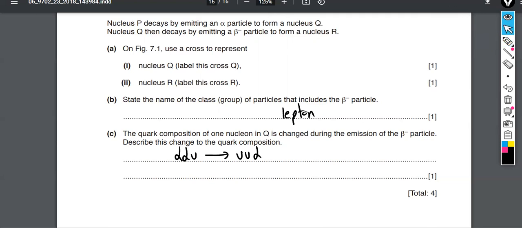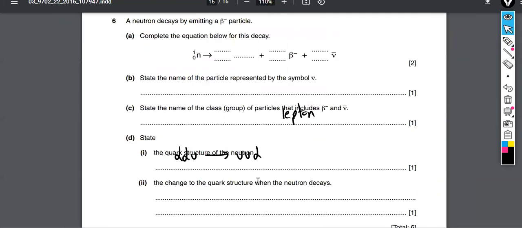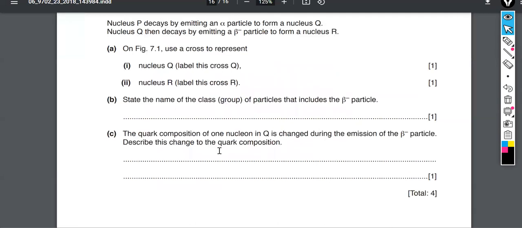I don't know if I still have that one queued up. Yeah, this one right here. So you can see that a lot of these questions, assessing the same learning outcome, overlap, right? The change to the quark structure when the neutron decays is very similar to what we just did here.